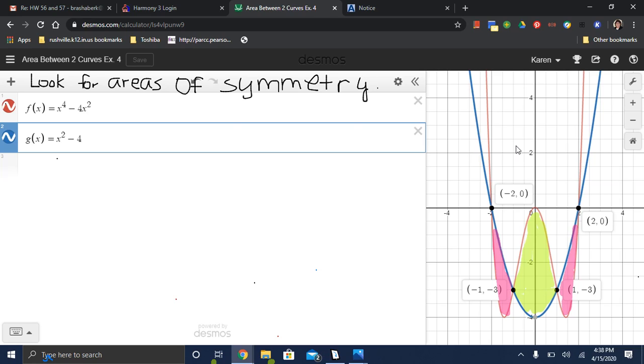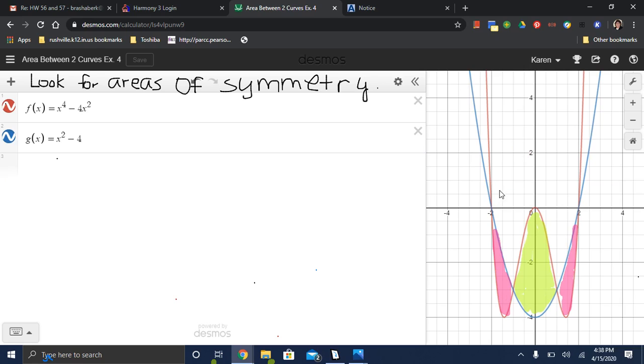So I want you to notice a couple of things. First of all, as we look at this blue graph, which is the parabola, you'll notice that the blue graph is the top graph and the pink graph is the bottom. But then it switches as we move into this area. The pink graph, which is the W shape, is the top graph, and then it switches back. So we're going to have to split this up.